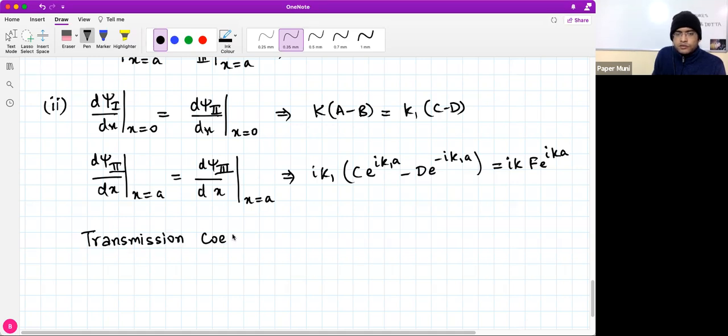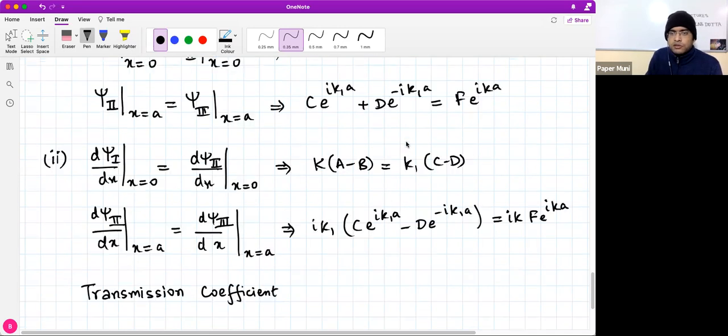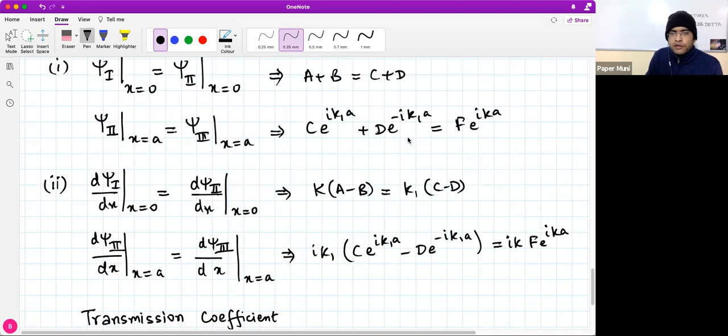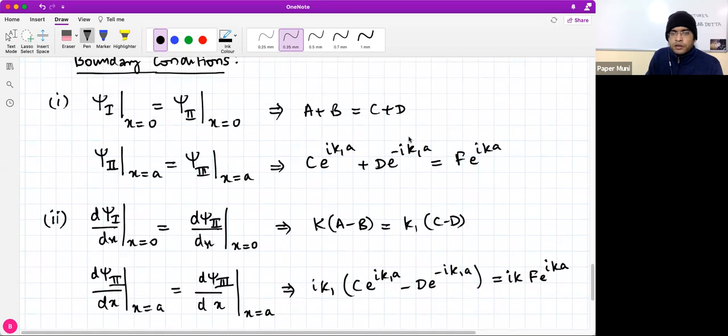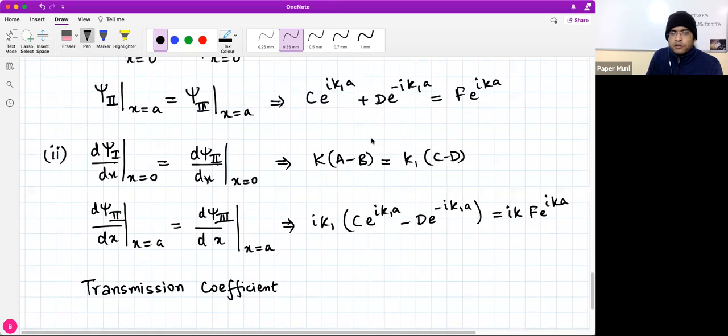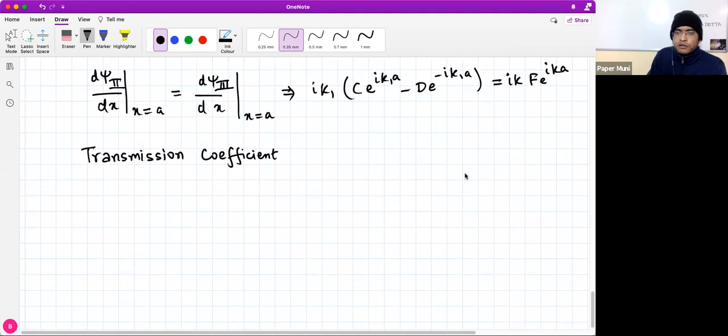Transmission coefficient. Now if you want to do the derivation, we are already almost there. We just need to solve these equations to get f and b in terms of a, so we have to solve these 4 equations to get that. Okay, so you can do it. It's not an issue, but it's not required at all here.